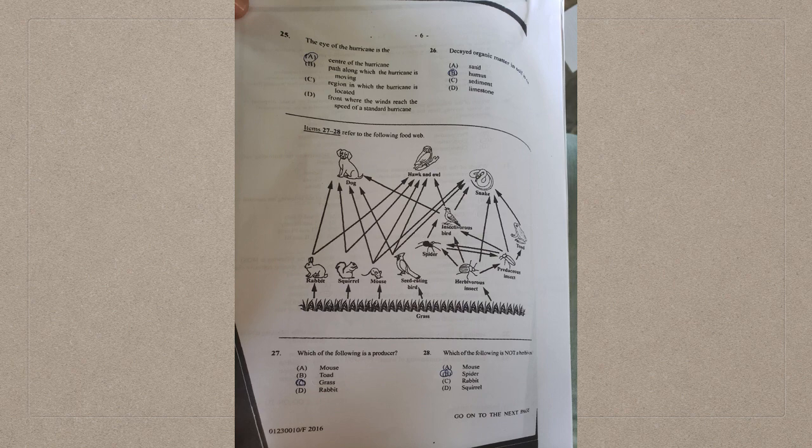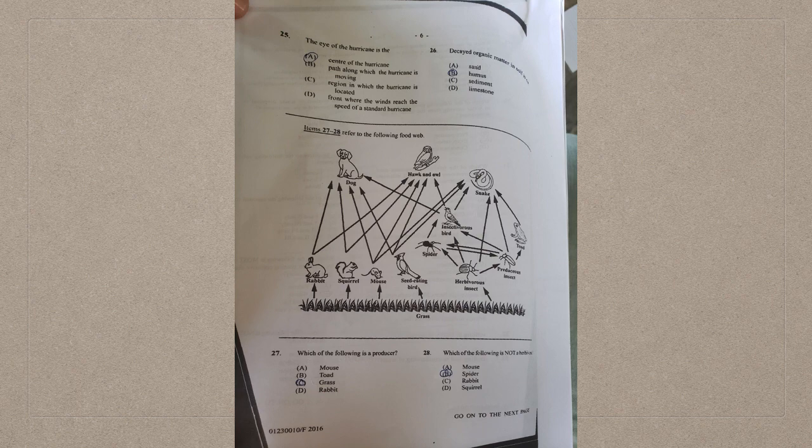Quickly, the eye of the hurricane is the center of the hurricane. That's quite straightforward. 26. The decayed organic matter in the soil is called humus. Yes, definitely. And then you have a nice food web here. Remember, food web is just a complicated or complex food chain relationship showing feeding relationship among organisms. Food web contains many food chains, so you can have many individual food chains coming off of this food web.